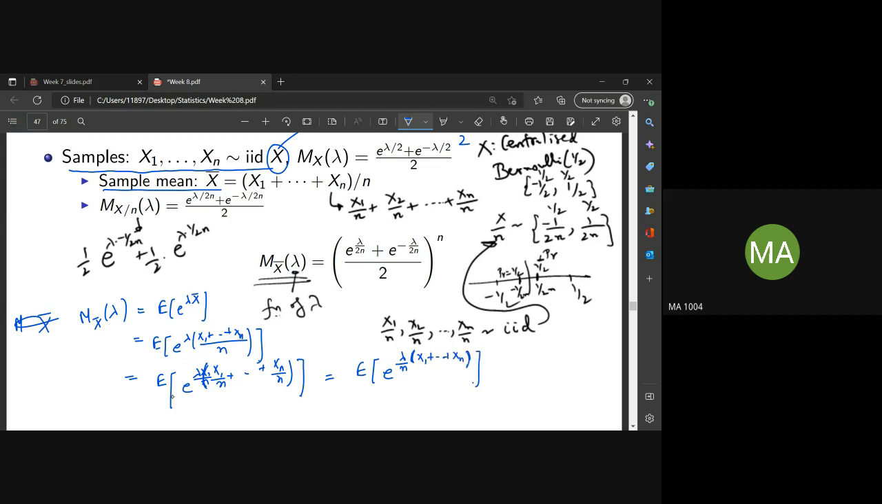And since this is IID X, we can just write this as the expectation of e to the power lambda X by n, the whole raised to n. Can you repeat? Expected value of e to the power lambda X by n.